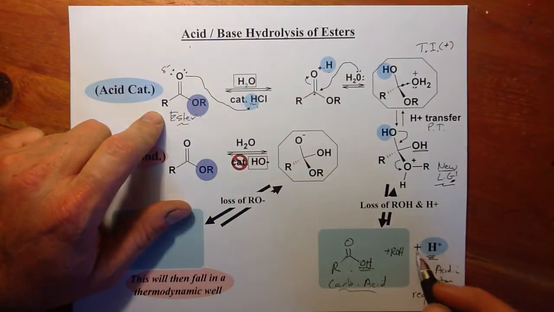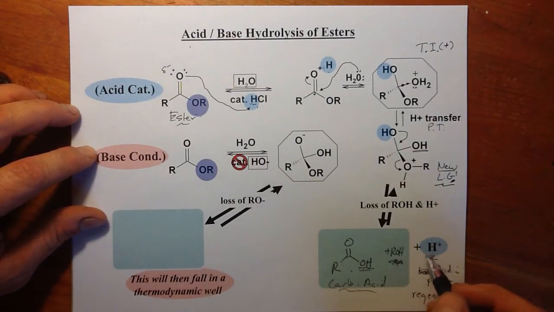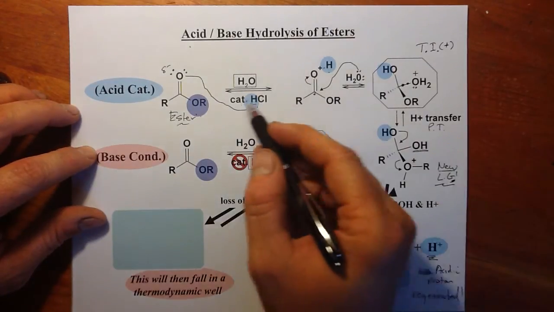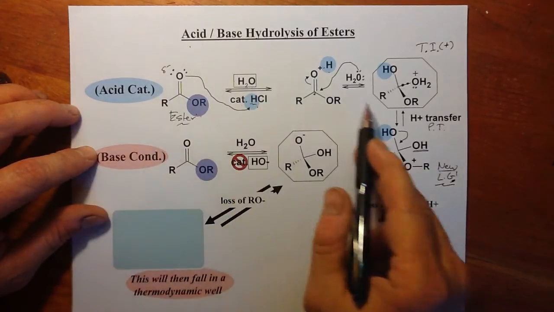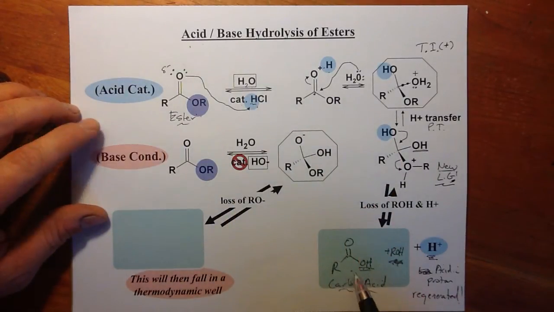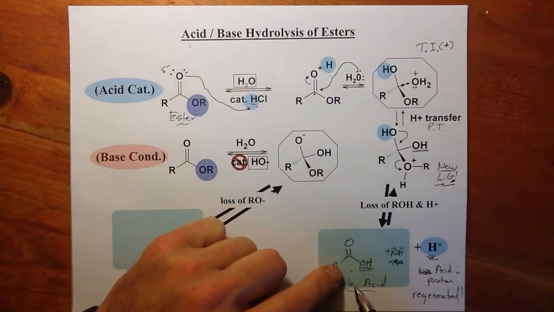How would we do that? We would take all the water out and add a lot of alcohol, and still have our drops or catalytic amount of acid to give us reversibility. All right, so that's acid catalyzed hydrolysis of an ester. If we're going from ester to carboxylic acid, acid catalyzed hydrolysis.